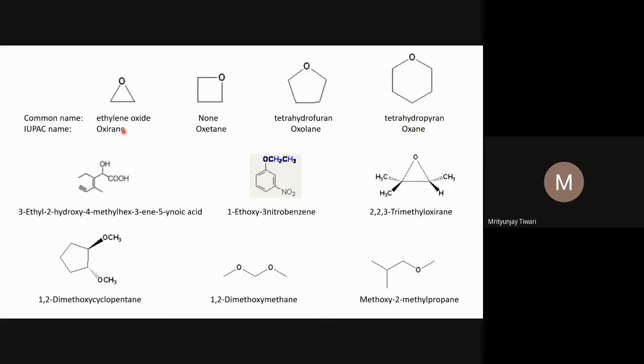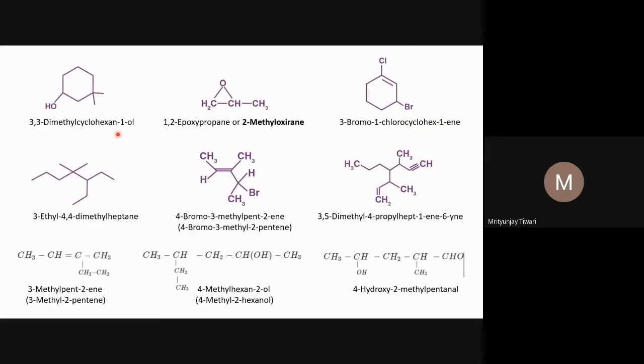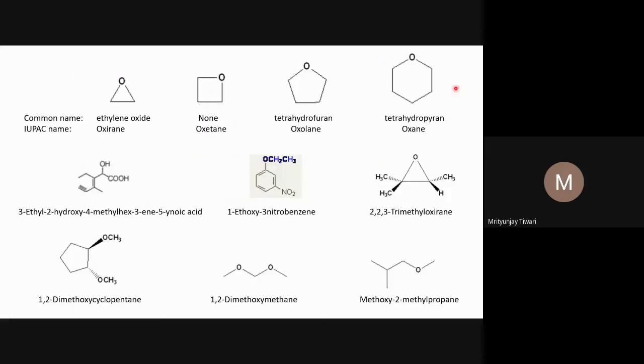So as we have seen, this is oxane for the six-membered ring, and oxirane for the three-membered ring. As we have seen the IUPAC nomenclature of oxirane, the same rules will be followed for the other higher members. Let's see this example, this kind of compound.